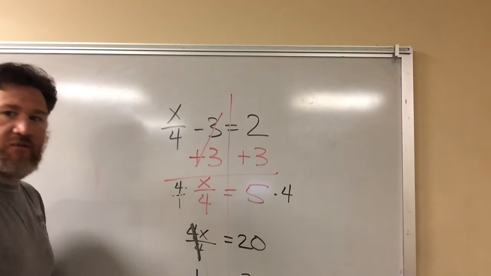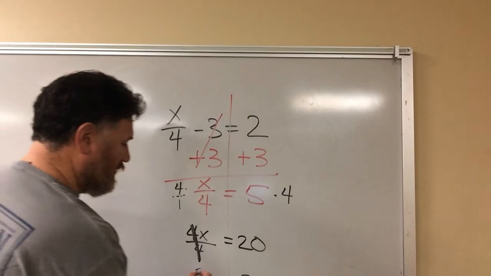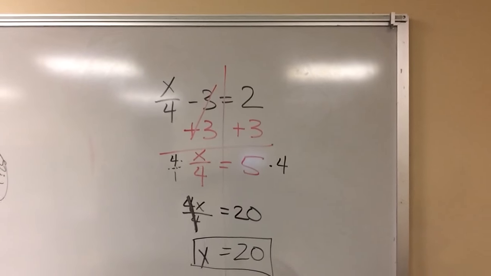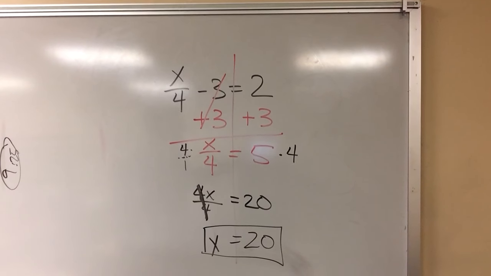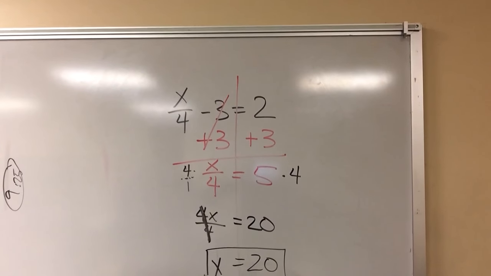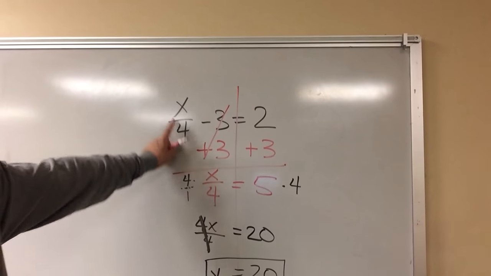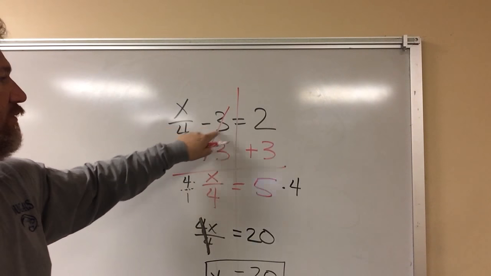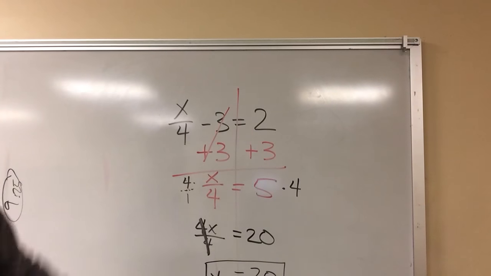And there's my answer. Again, we can use the 1 to box the answer in if you like, or you can just leave it 1x equals 20. Either way is correct. I can go back and check it. Put 20 in for x. 20 divided by 4 is 5. 5 minus 3 equals 2. We got the right answer.